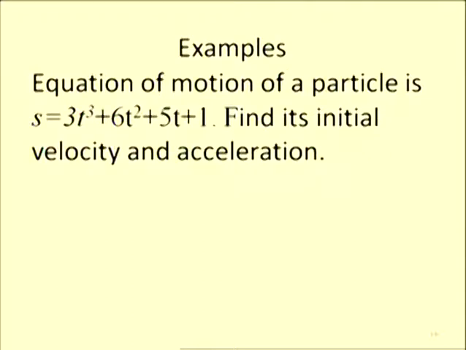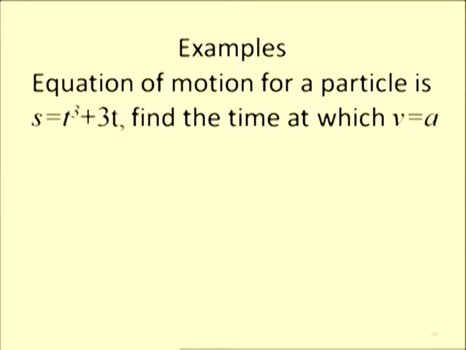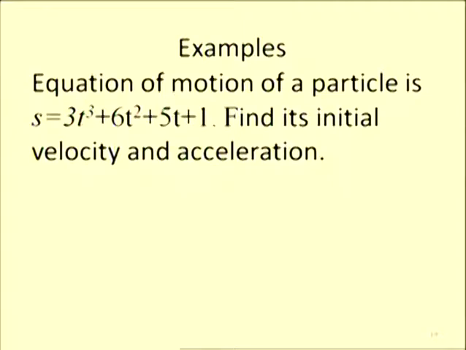We have the equation of motion of a particle, that is 3t cubed plus 6t square plus 5t plus 1. We are interested to find its initial velocity. Now here, to find the initial velocity and acceleration, we should take t is equal to 0. So let us calculate this example here on the tab.